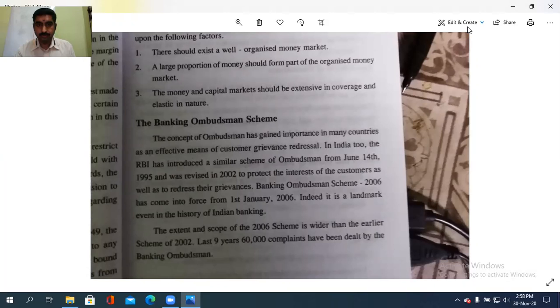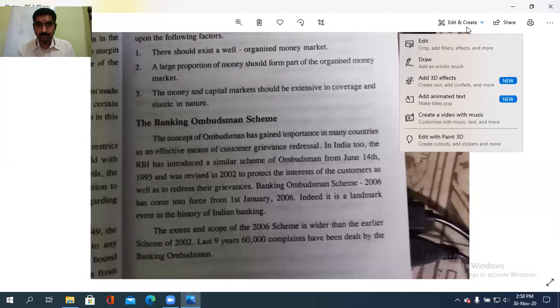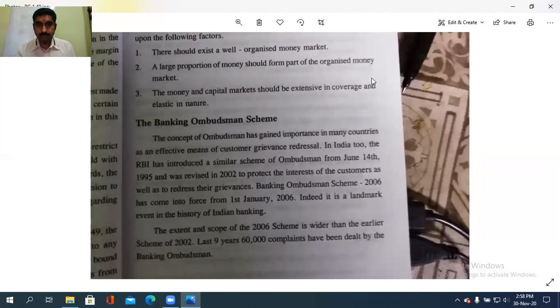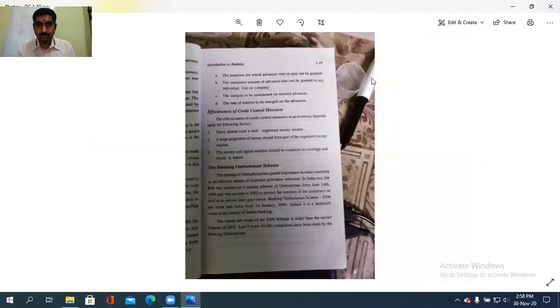Banking Ombudsman Scheme 2006 has come into force from 1st January 2006. Indeed, it is a landmark event in the history of Indian banking. The extent and scope of the 2006 scheme is wider than the earlier scheme of 2002. In the last 9 years, 60,000 complaints have been dealt with by the Banking Ombudsman.